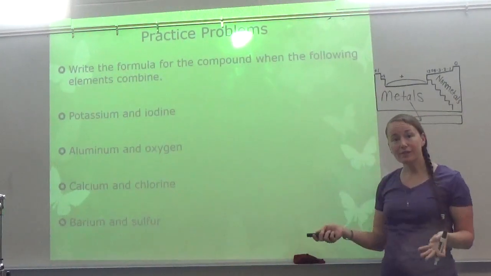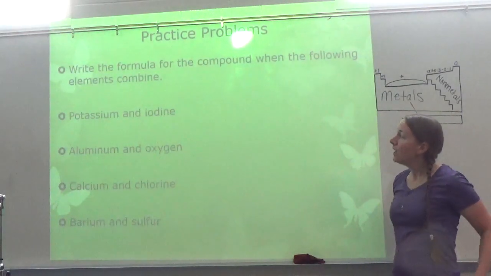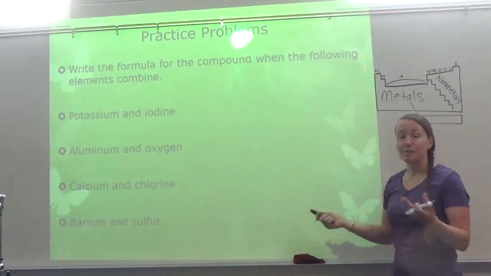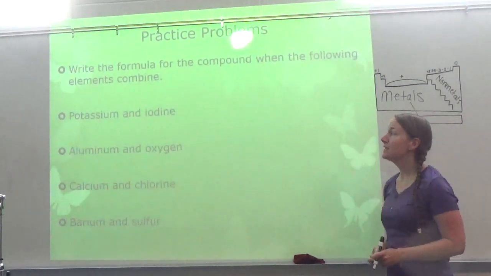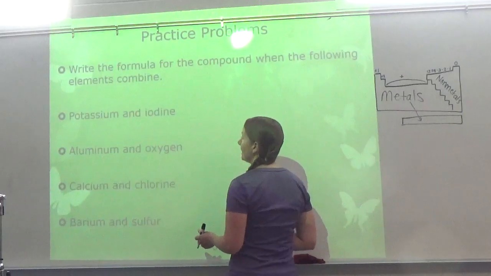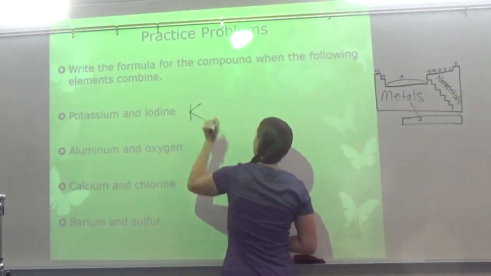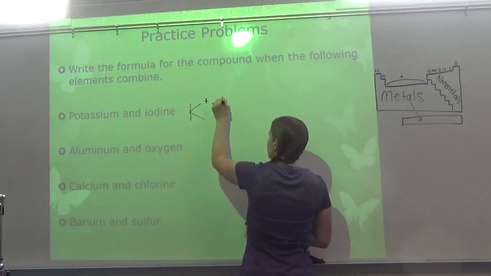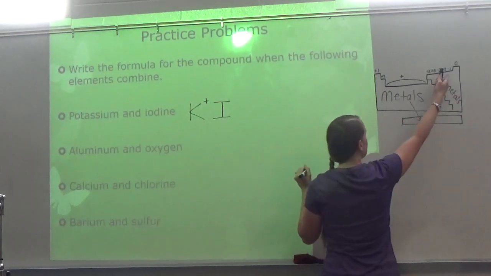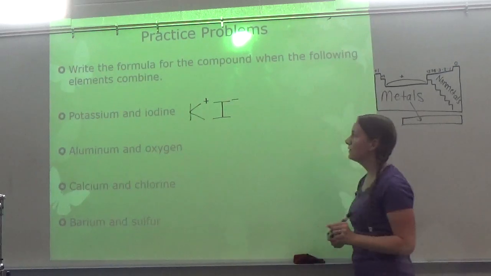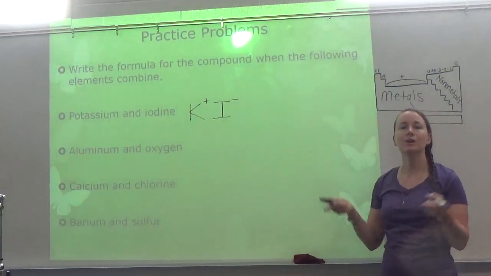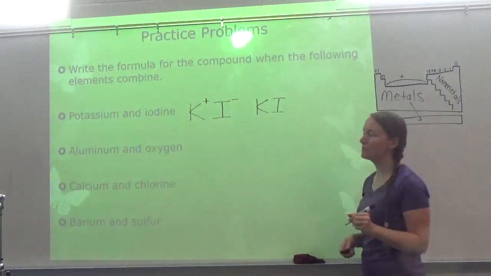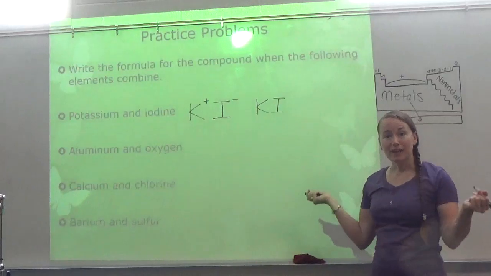So maybe pause the video, try these real quick. Remember, make sure you're always listing the positive one first. All right, so I'm going to assume you paused it and tried it, so let's look at them together. So we have potassium and iodine. So potassium is K. It's in group 1, so its charge is positive 1. Iodine is I. It's in group 17, so its charge is negative 1. Do a positive and a negative cancel? Yes, they do. So my formula would just be KI. No subscripts necessary. All right, hopefully you got that one right.